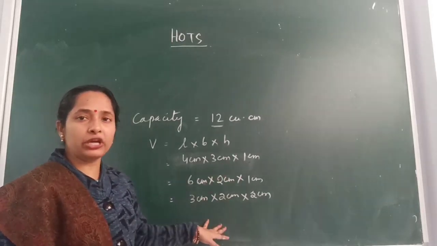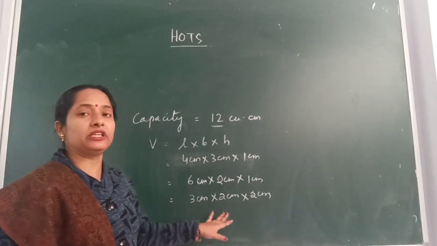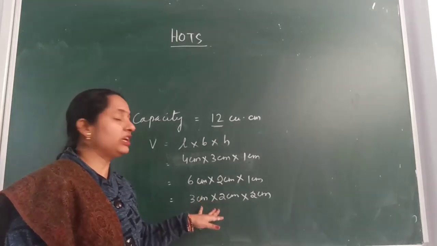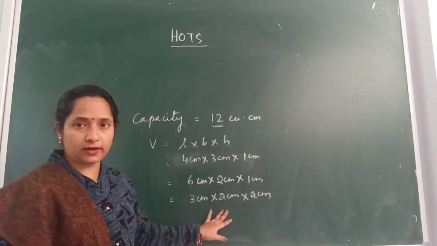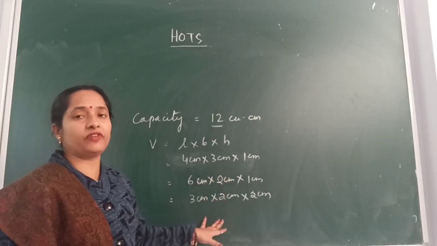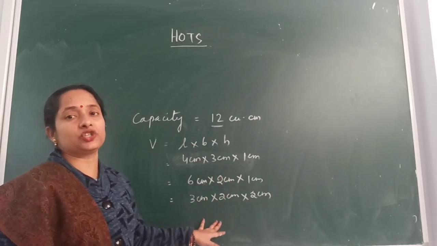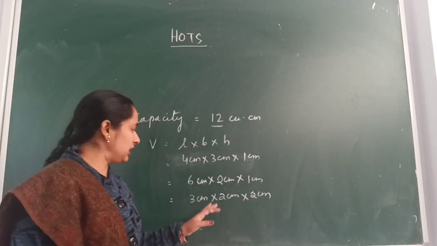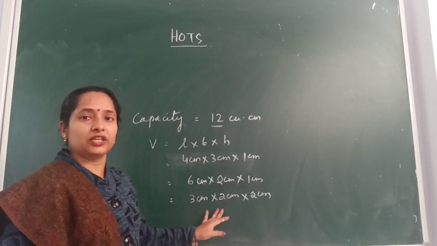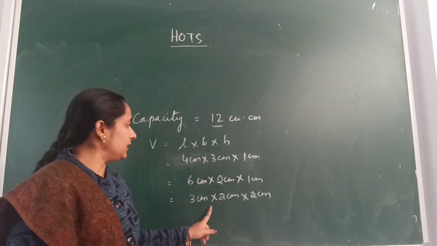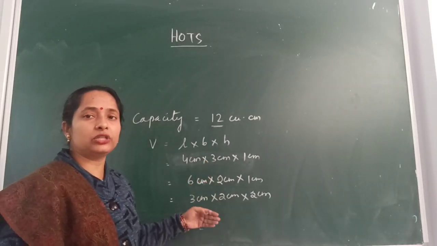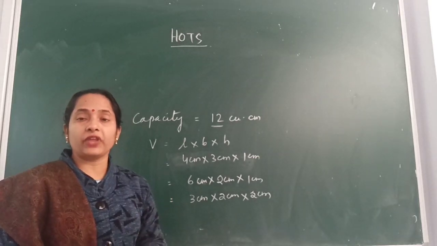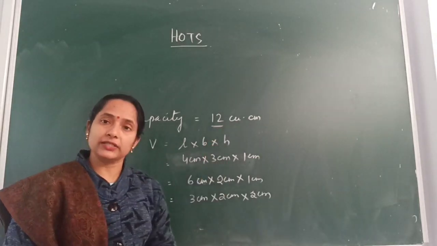So, I have given you a hint to find out the possible dimensions of the boxes that will have the capacity of 12 cubic centimeter. I have given a few ideas, and you have to write down the rest of the possibilities. Like you can take 12, 1, 1. So, there are so many possibilities. Just go through this video, take help of this hint and write down the other possible dimensions of the boxes that can have the capacity of 12 cubic centimeters.